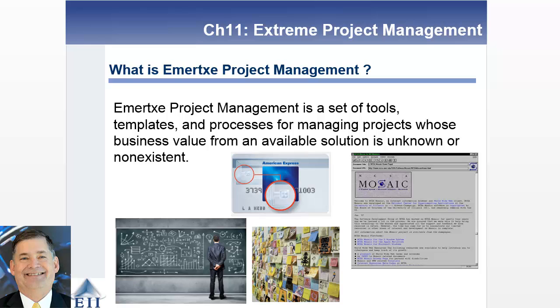And there are lots and lots of examples of that. You know, when Mosaic was first released back in 1993, no one really knew what was going to happen with the internet and the World Wide Web. No one could predict the Amazons of the world. And so it took some while before those models became apparent. So you had a solution, you just didn't know how to use it.